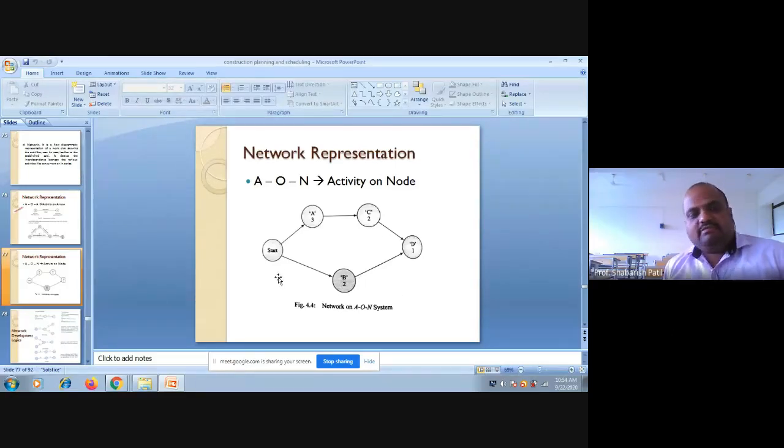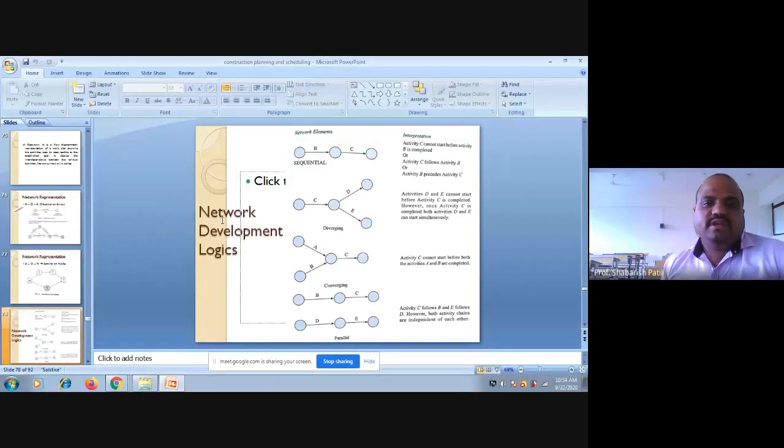Now, further our discussions are always based on activity on arrow. So we'll try to understand some logics in the network developments here. Like this is a sequential activities. Circles are events and arrows are activities. As I told you, I am discussing on activity on arrow only.